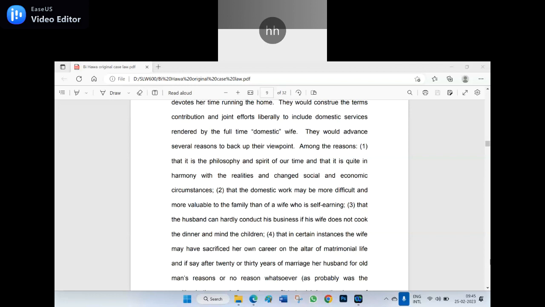So they say domestic work is tougher than self-earning, and the husband can hardly conduct his business if his wife does not cook the dinner and mind the children. If the wife does not take care of the children and the husband, then naturally it is the housemaid who will take care of all the things, because she comes and goes. Of course, sometimes even the husband cannot eat the housemaid's food. No, the wife should cook, then that fellow will eat, because the housemaid is not that good a cook.